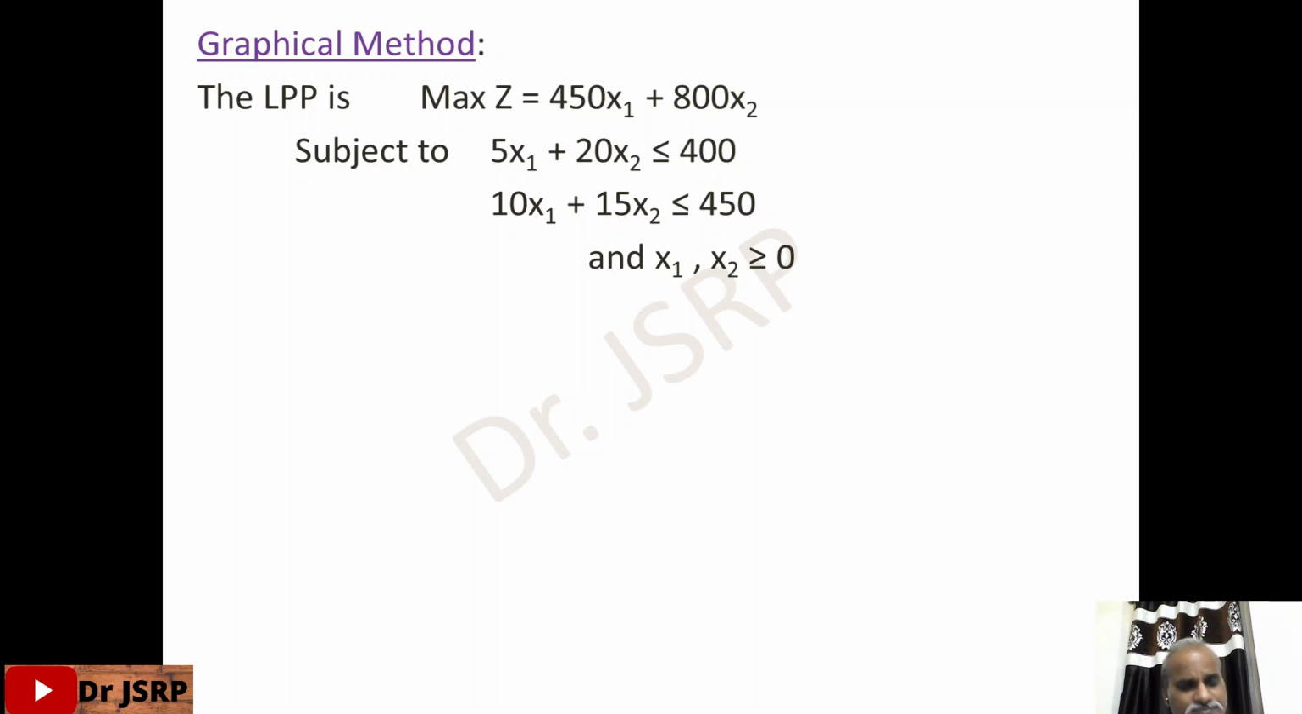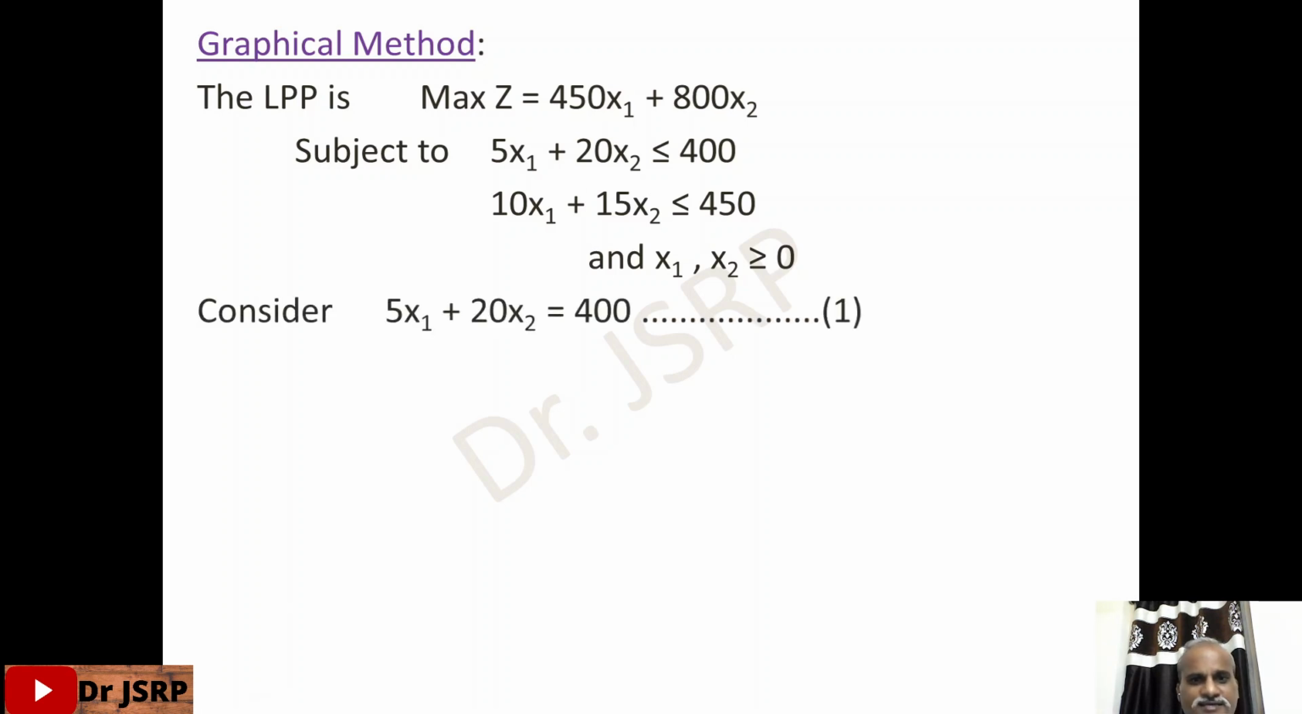Now we apply the graphical method to find the solution of this problem. Since this problem involves only two variables, we can apply the graphical method. What is the first step in the graphical method? We represent the inequalities on the xy plane. We represent these two inequalities on the xy plane. For this we consider the equalities.